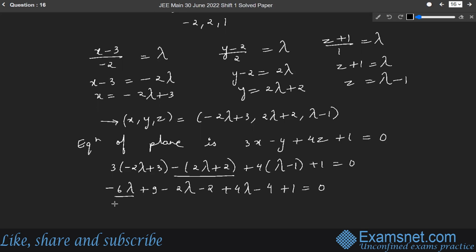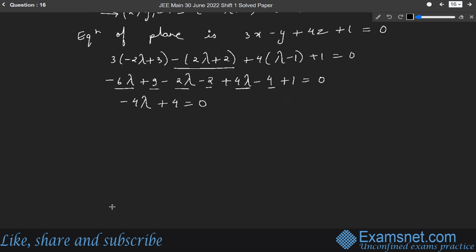Now minus 6 lambda minus 2 lambda is minus 8 lambda. Minus 8 lambda plus 4 lambda is minus 4 lambda. 9 minus 2 is 7. 7 minus 4 is 3. And 3 plus 1 is 4. So we have minus 4 lambda plus 4 is equal to 0. So minus 4 lambda will be equal to minus 4. Minus and minus will be cancelled. Lambda will be equal to 4 by 4. So we have the value of lambda is equal to 1.